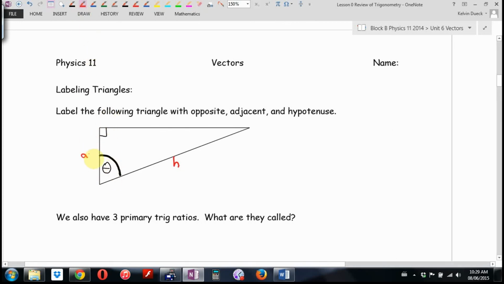Adjacent means touching, means beside. Opposite, right now Oscar and I are opposite each other. We're facing each other, across from each other. There's your opposite.